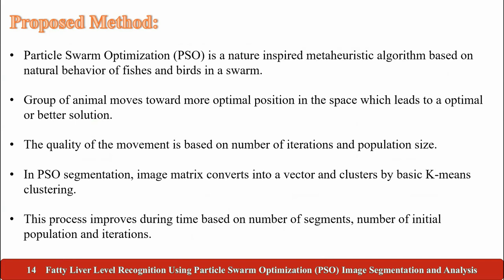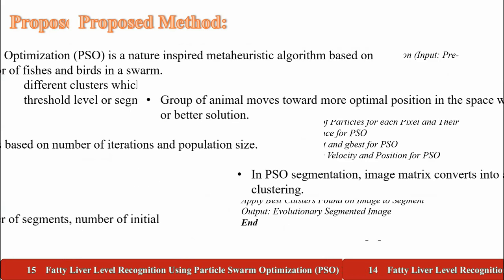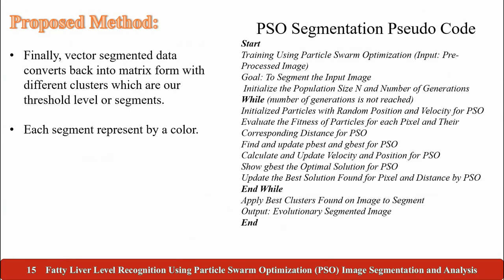In PSO segmentation, the image matrix is converted into a vector and clustered by basic K-means clustering. The process improves running time based on the number of segments, number of initial population, and iterations. Finally, the segmented vector data is converted back into matrix form with different clusters, which are our threshold levels or segments. Each segment is represented by a color, which gives the final segmentation image. At the right we can see the pseudocode of the PSO segmentation.